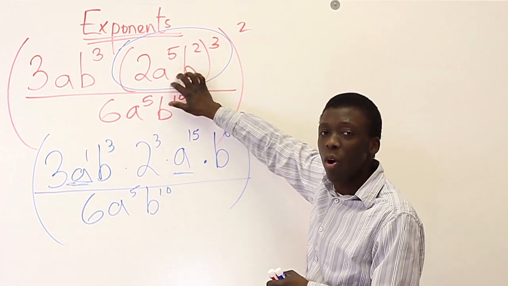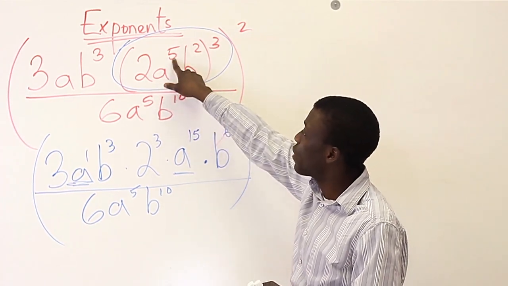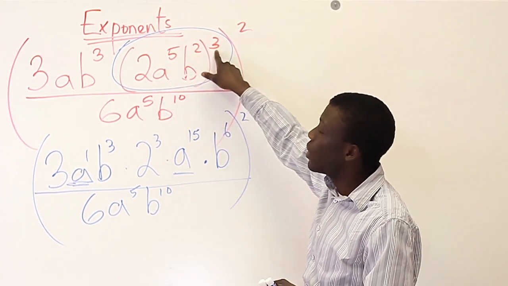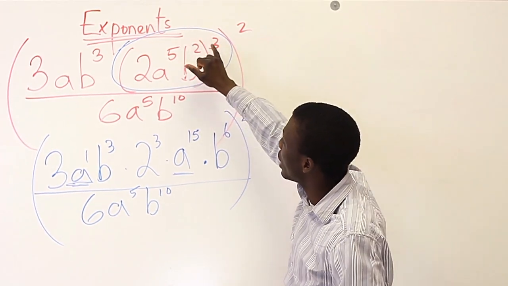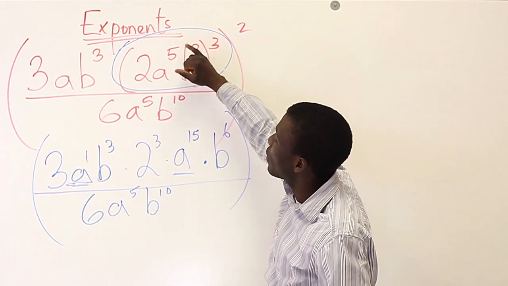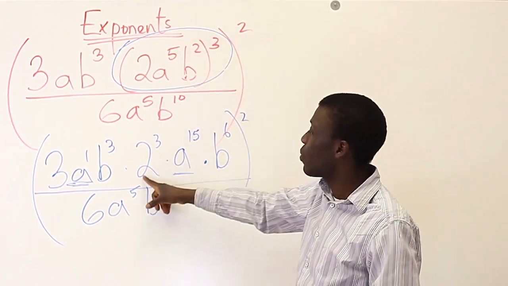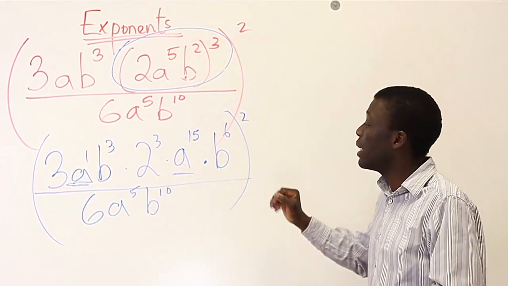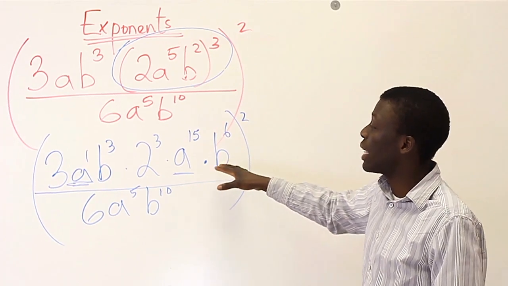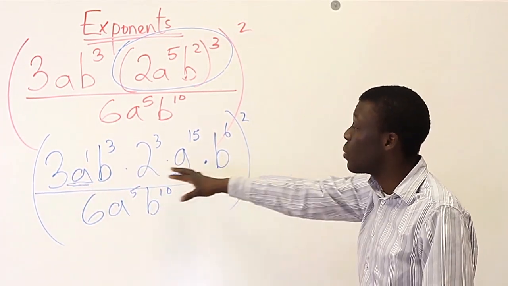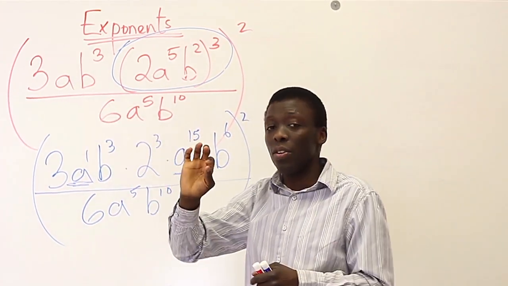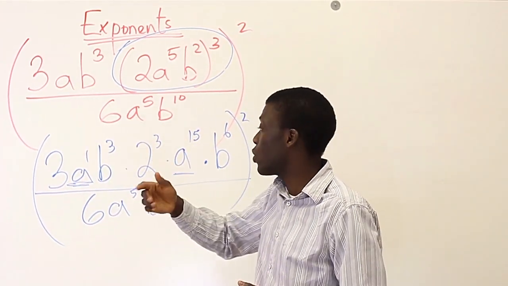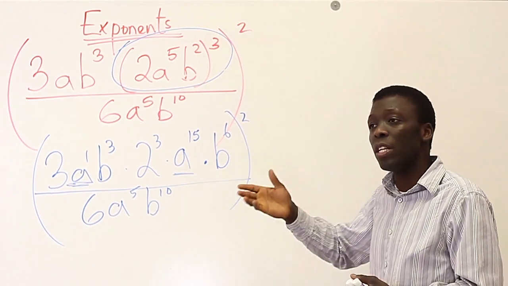So let's start with the small piece inside. 2a to the fifth power, b to the second power, raised to the third power. If you have that, and you remember the rule that allows you to multiply the exponent of each of the things inside, well, you do that first. Take care of that. After you do that, you now take care of the numerator, everything in the numerator. So notice there's a to the first power, because anything just by itself is the same as that thing to the first power. And then you have a to the 15th power.